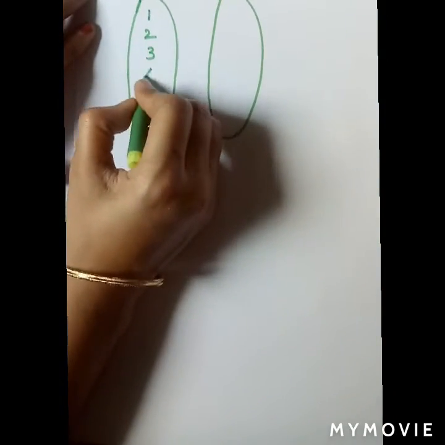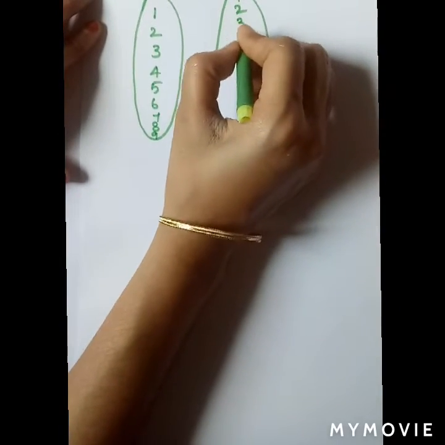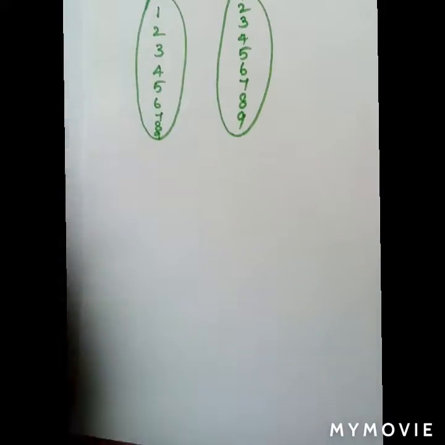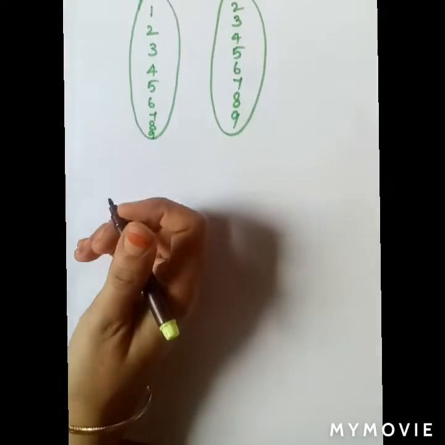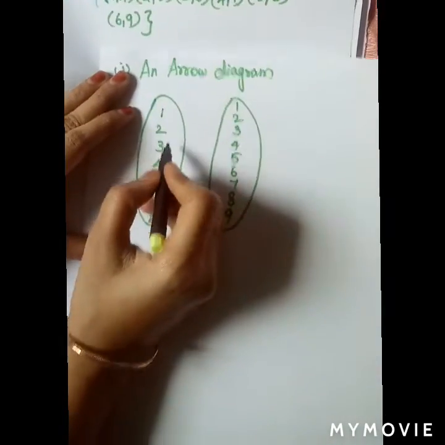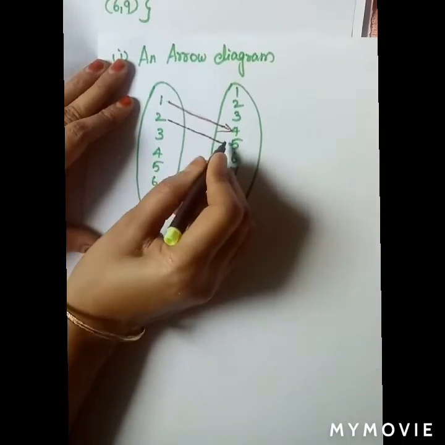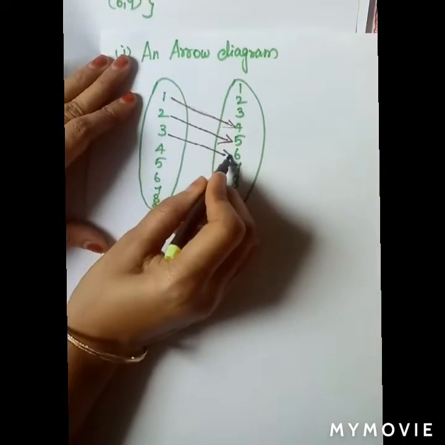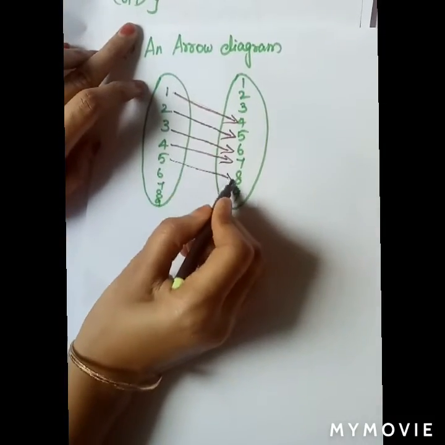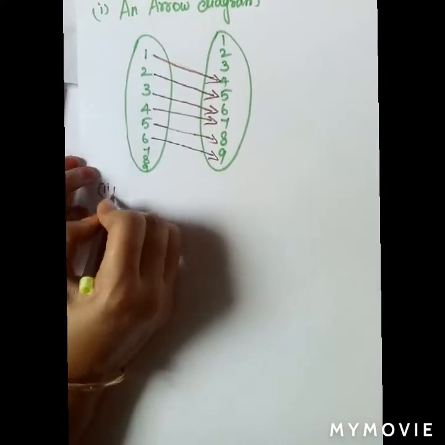1 2 3 4 5 6 7 8 9, 1 2 3 4 5 6 7 8 9. Ordered pairs: 1 comma 4, 2 comma 5, 3 comma 6, 4 comma 7, 5 comma 8, 6 comma 9.